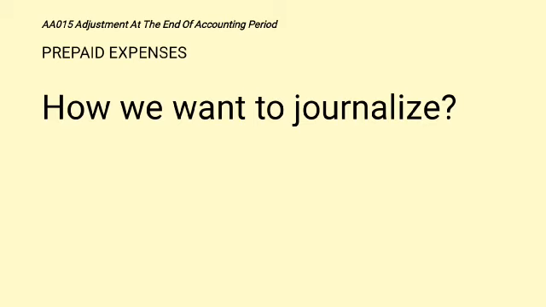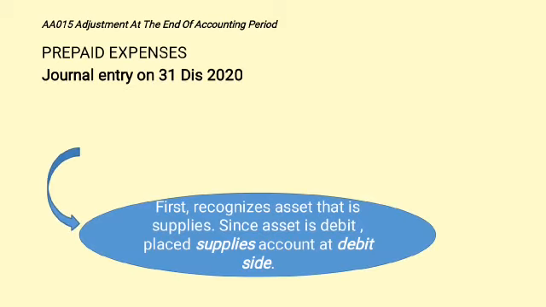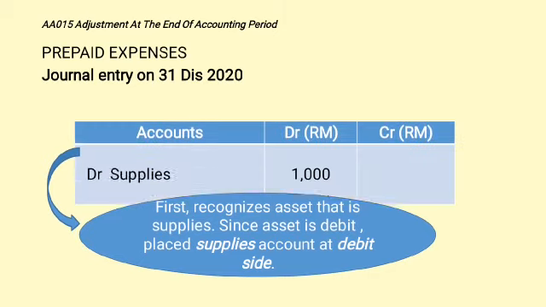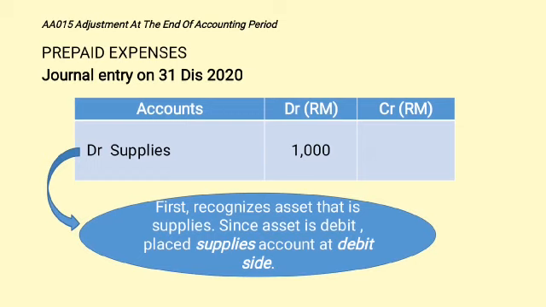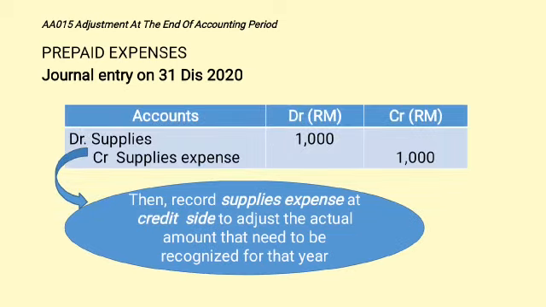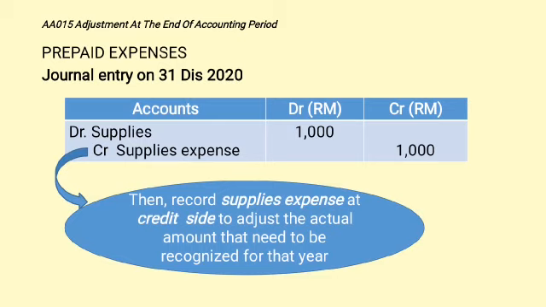So, how do we generalize? First, we need to recognize the asset, that is supplies. Since asset is debit, we place the supplies account on the debit side, while on the credit side, we record supplies expense RM1,000. It means we just made an adjustment so that supplies expense will be reduced by RM1,000, and this figure will be shown at the income statement under expenses.